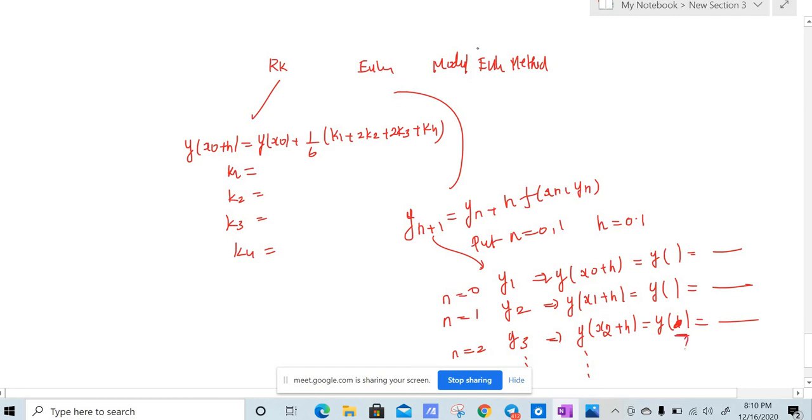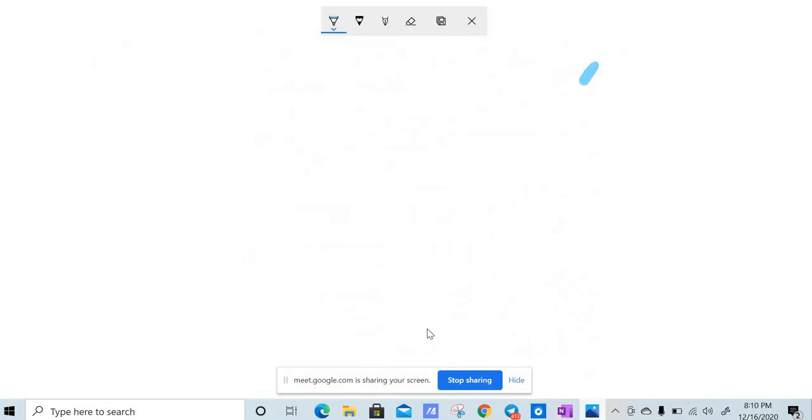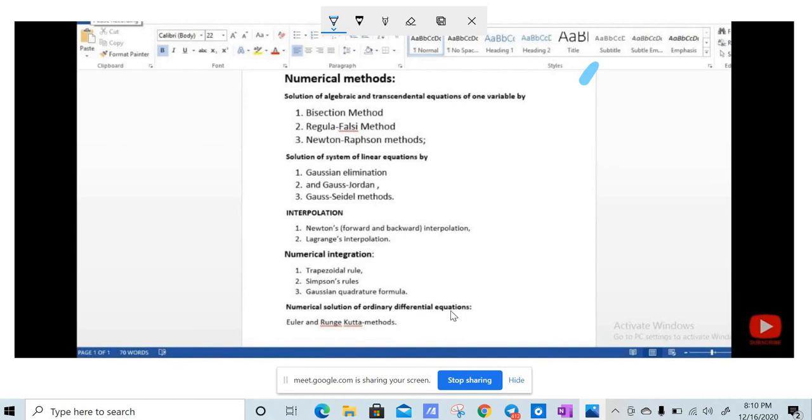This is Euler's method. And in modified Euler's method, you need to find y1 of 0, y1 of 1, y1 of 2 and so on. You can stop when two successive iterations are same, right? So these three are the methods that are in numerical solution of ordinary differential equations.